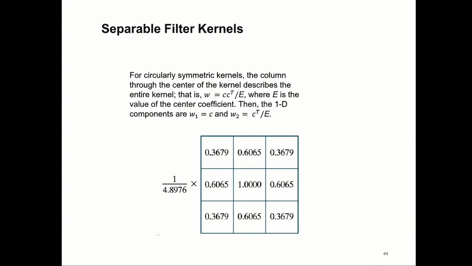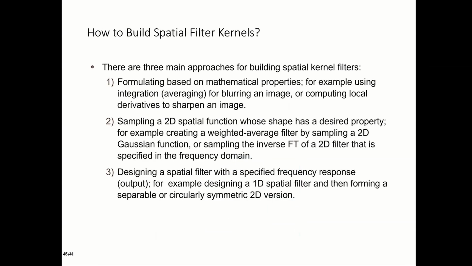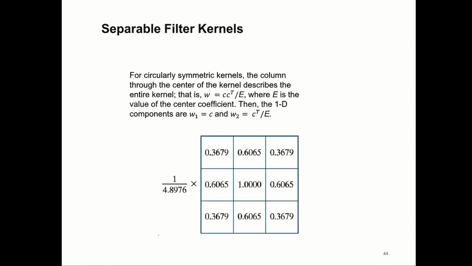So the answer is, the values will be from 0 to L minus 1. Let's say 0 to 255. If I apply a filter and the sum is not 1, then the values will go beyond 255. So you need to normalize it in order to have the values within the range 0 to 255. Okay? But it's not given here, right?